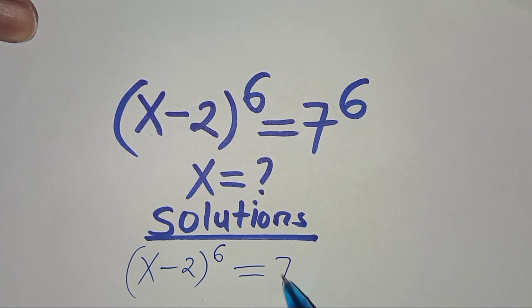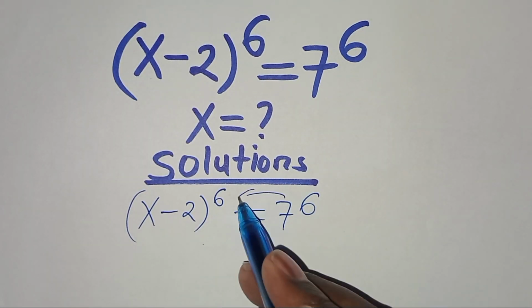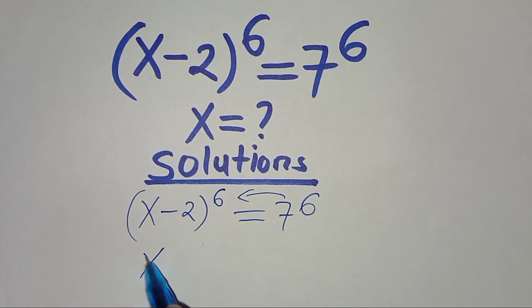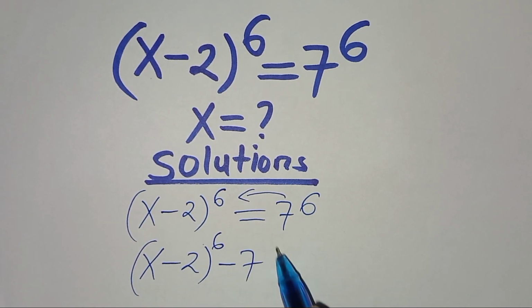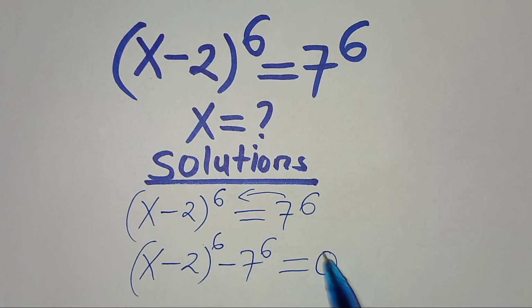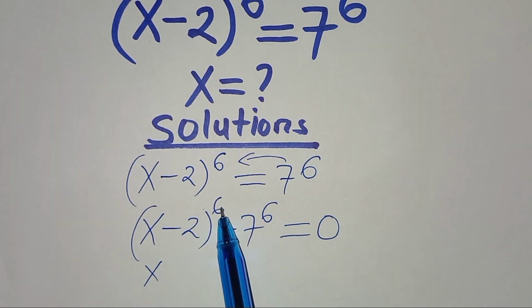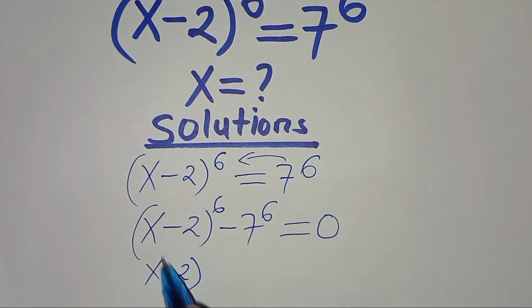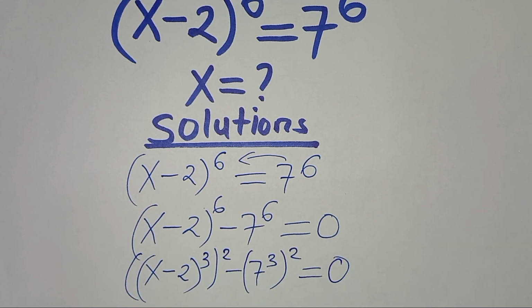So now solution from here, we have that (x − 2)^6 is equal to 7^6. So the first thing to do here, let's take 7^6 to the left-hand side so that we'll have (x − 2)^6 − 7^6 = 0. Now the next step here, we can express (x − 2)^6 as ((x − 2)^3)^2 minus (7^3)^2, all this is equal to 0.